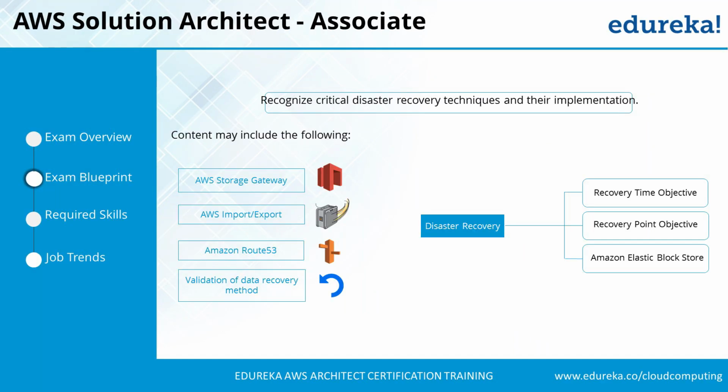Next up, you should also be able to create disaster recovery techniques. For that, you have services like Storage Gateway, Snowball, Route 53, and data recovery methods. Now, disaster recovery could include recovery time objective, recovery point objective, and Elastic Block Store. So you should be aware of all of these three points.